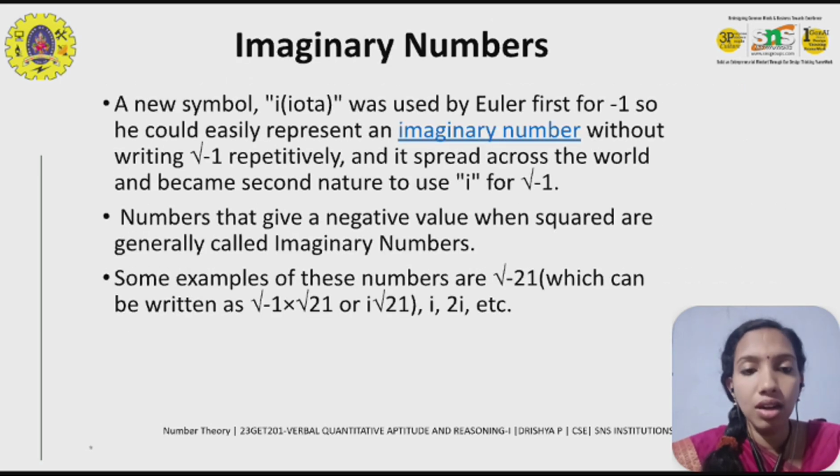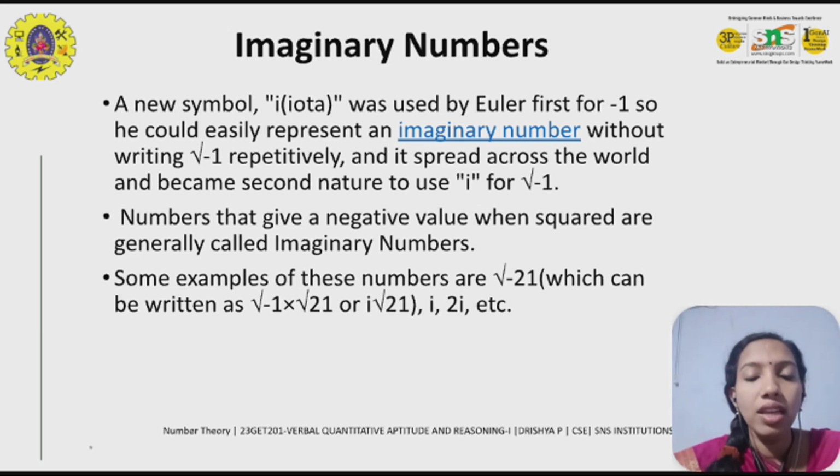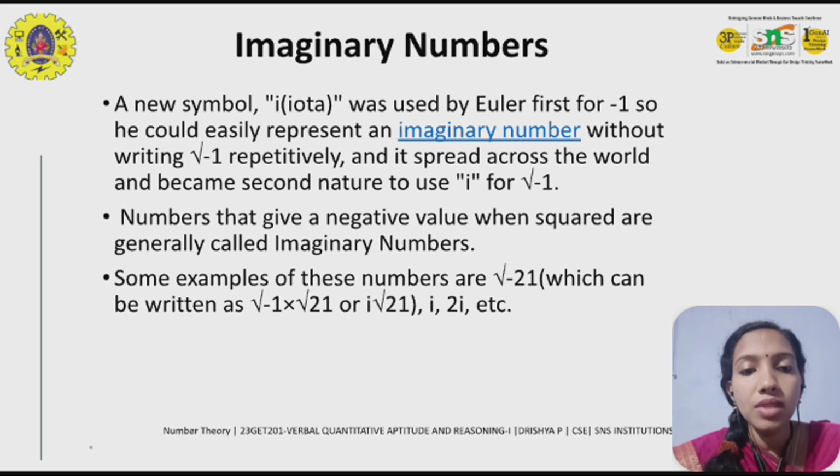Then next is the imaginary number. We know the complex number representation format is a plus ib. The i, iota, was first used by Euler for root -1. So you can easily represent an imaginary number without writing root -1. i is equal to root -1. It spread across the world and became second nature to use i for root minus 1.